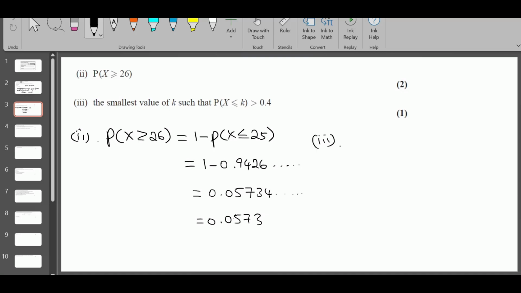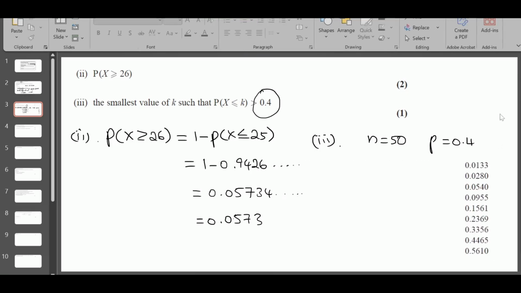Now part iii. Find the smallest value of k for which P of X less than or equal to k is greater than 0.4. We have to open the table and look for n is 50, p is 0.4. You will get several values of x, given there to 4 decimal places. You have to find all the values that are bigger than 0.4, then get the corresponding x values, and then find the least value of x.